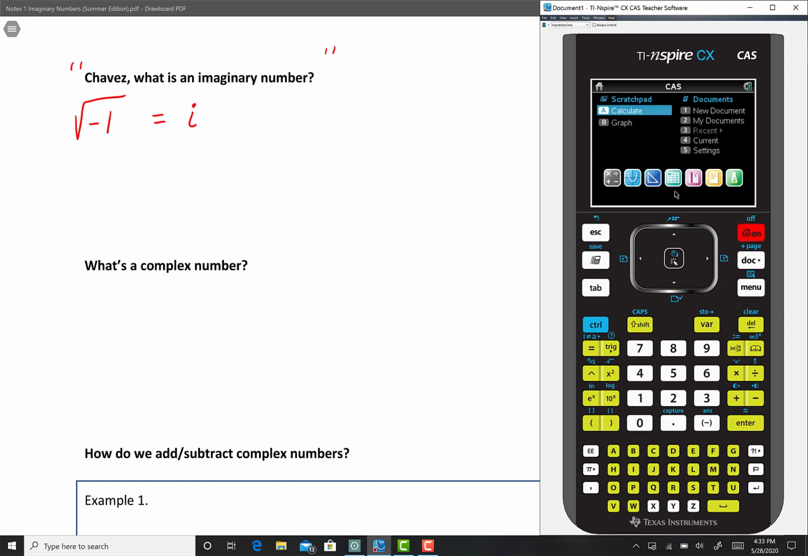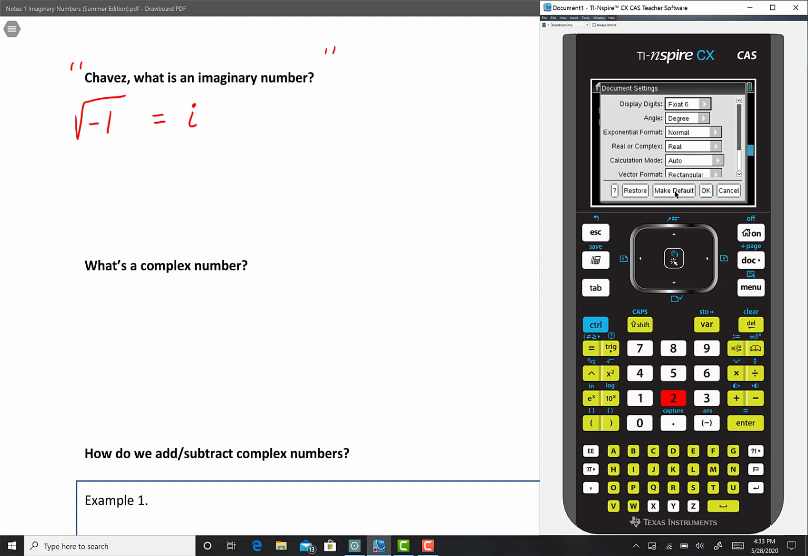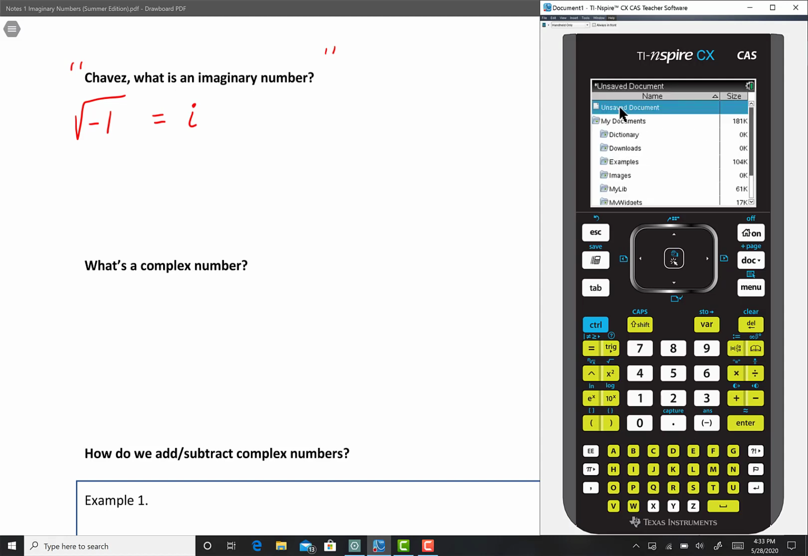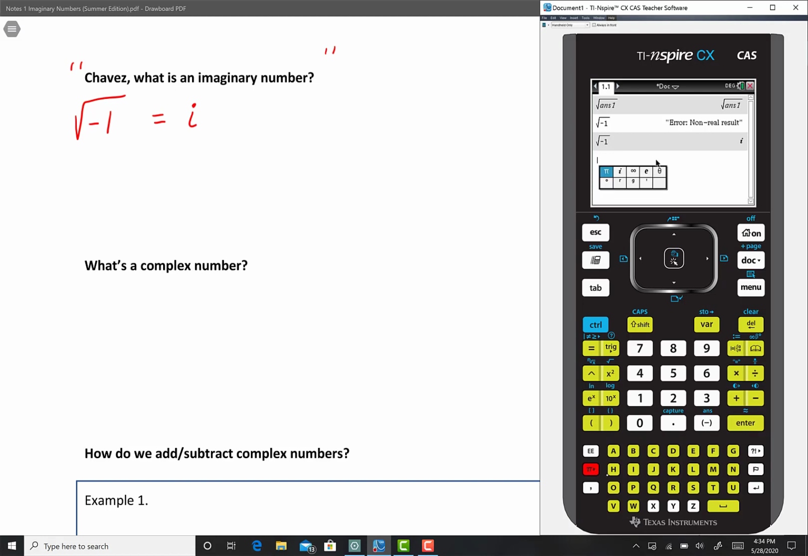So to do that, it's really quick. Go to the home screen. Number 5, settings. And then number 2, document settings. And then where it says real or complex, put rectangular and put make default so it could go to all your documents. And so I'm going to go to number 2, my documents. It was an unsaved document, so there I am. So if I do square root of negative 1 again, it's going to say i. So don't confuse that i with the i down here in the keypad. To find that i, you're going to have to push that pi, and there it is. It's that i right there.